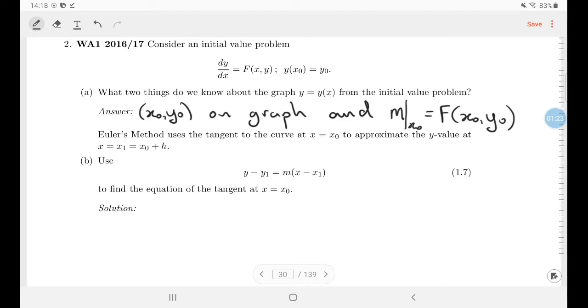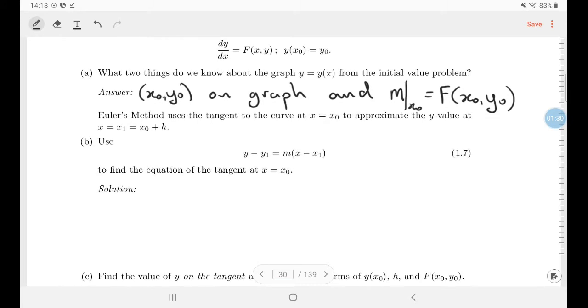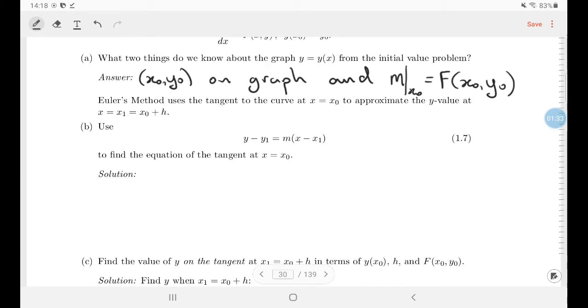Okay, so Euler's method used the tangent of the curve at x equal to x0 to approximate the y value at a point distance h across. So use this formula to find the equation of the tangent at x equal to x0. So we have a point and a slope. Basically, we're using the information from the previous question. So we have y minus y1. The y1 here is the y coordinate we know as y0. Equal to the m, which is big F of x0, y0, times x minus, and the point we know in terms of x is x0.